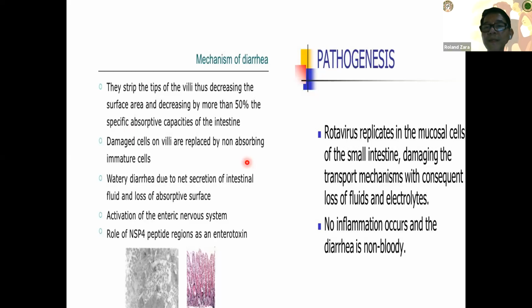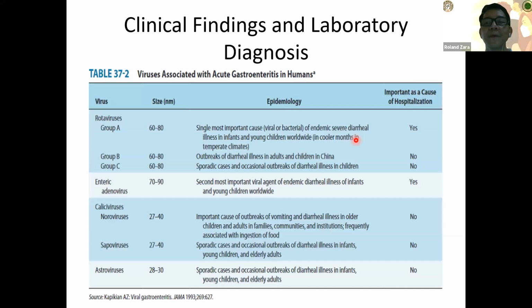Okay, so this is an important table in your Jawetz, okay, regarding your rotavirus, the groups A, B, and C. So you see your A, okay, this is the single most important cause of viral endemic severe diarrhea. Your B can cause outbreaks. Your C can cause sporadic cases. So your A needs hospitalization, while the others do not need hospitalization. So it's still self-limiting. So you have enteric adenovirus, okay, the second most important viral agent of endemic diarrheal illness, and it needs hospitalization. So we have the Caliciviruses.